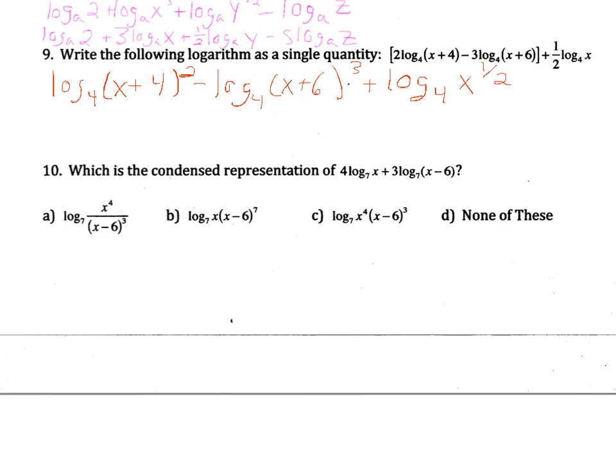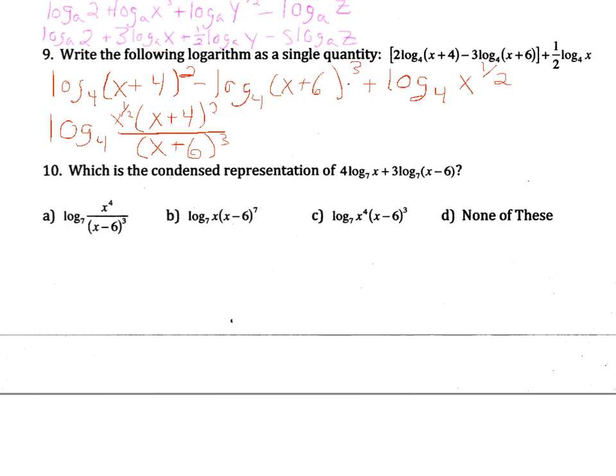All right, and now we're ready to condense. So we have 2 positive logarithms, so those 2 terms will end up in the numerator. So we'll have log base 4 of x plus 4 squared times x to the 1/2. I'll just put that in front in the numerator. And the denominator will have x plus 6 to the 3rd.